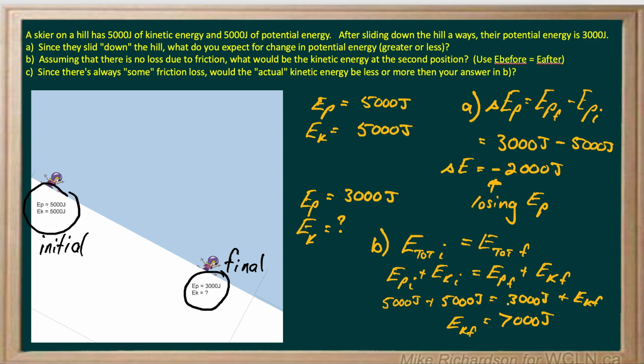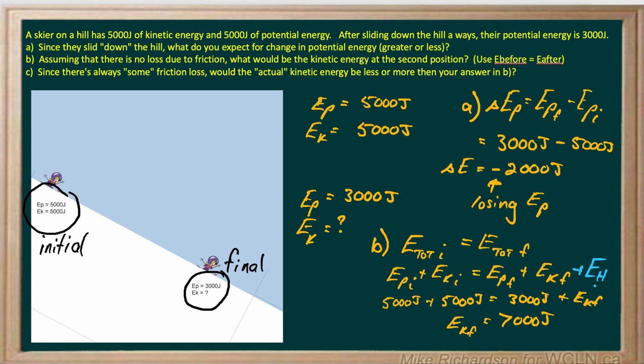Now part C. Since there's always some frictional loss, what would the actual kinetic energy be? Would it be more or less than 7,000 joules? Well, if we go back to our conservation equation, if there's friction, we would also be producing heat. Now I'll do this in blue so we keep track. So at the end here, I've got kinetic energy and I'm producing thermal energy, which is energy due to heat from the rubbing between the skis and the snow.